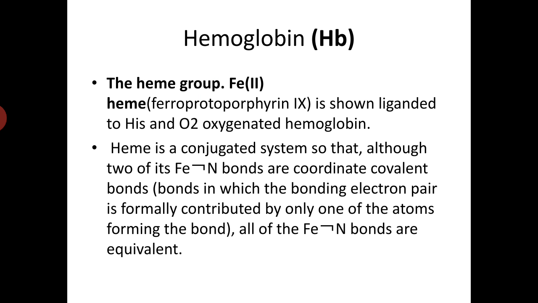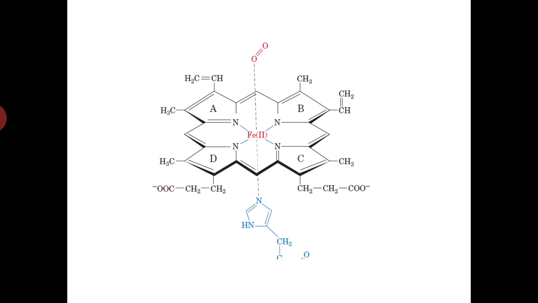So this is hemoglobin containing ferroprotoporphyrin 9. It contains pyrrole rings, and each pyrrole ring nitrogen is bonded to iron. Not all are coordinate bonds: two are covalent bonds and two are coordinate bonds. But still all the bonds are equal, meaning they are not different, they are almost equal, whether covalent or coordinate. And see here A, B, C and D.